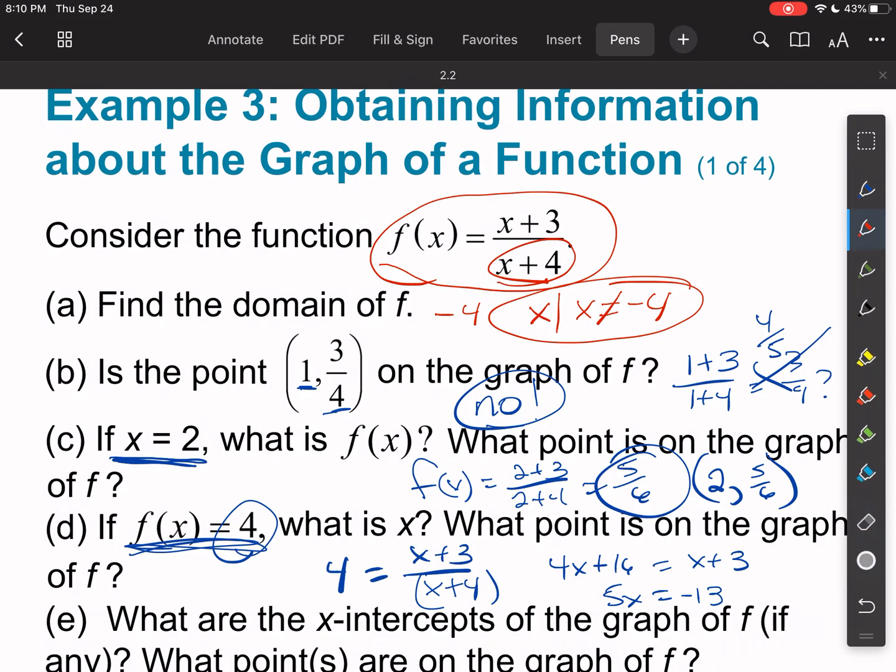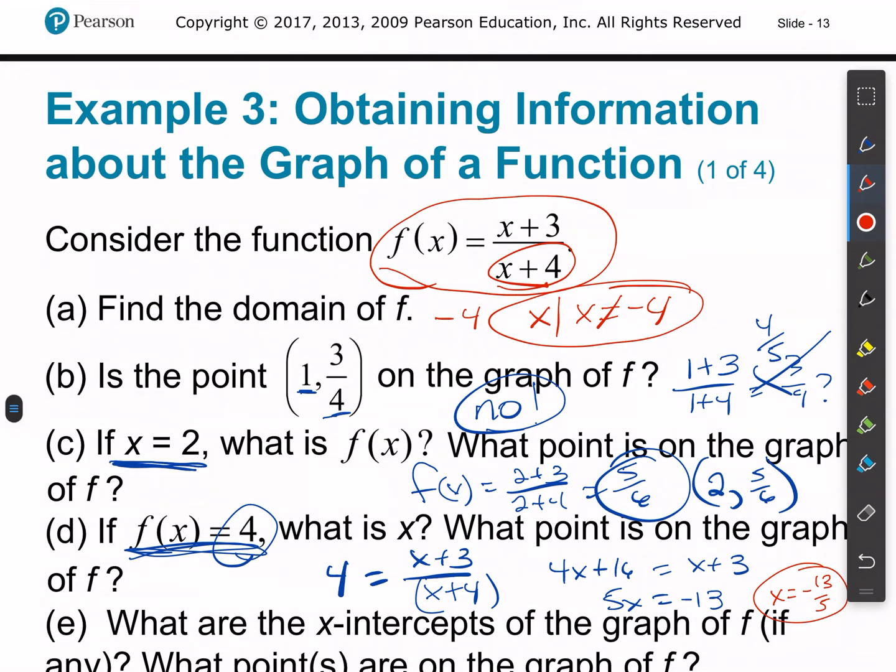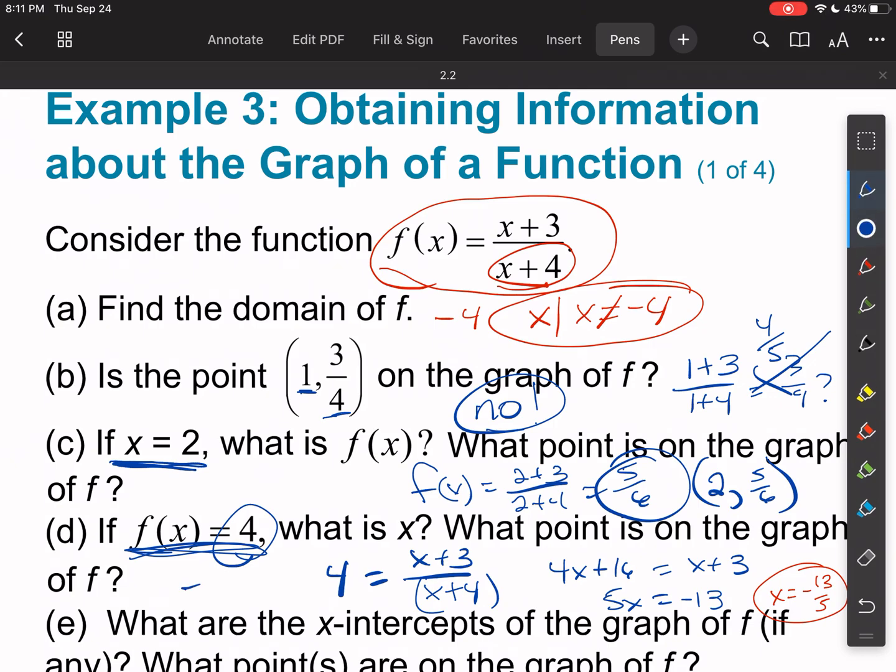Okay, back to this, we'll do this in red. X is equal to -13 over 5. Okay, so if I plug in -13 over 5, I'll do this in blue, (-13/5, 4) is a coordinate.